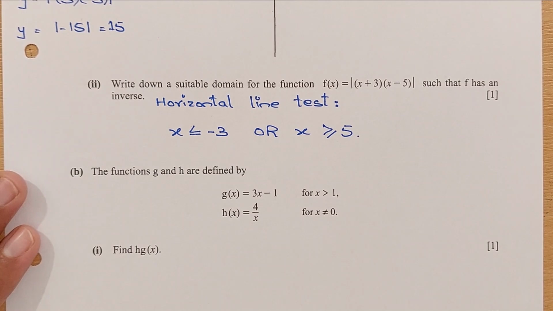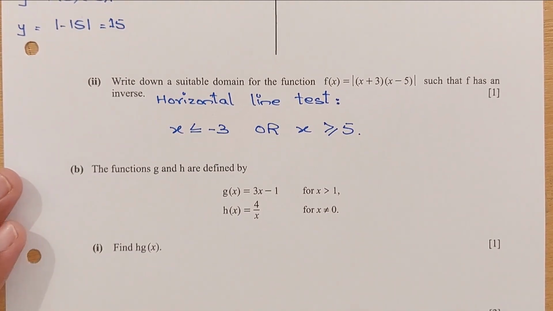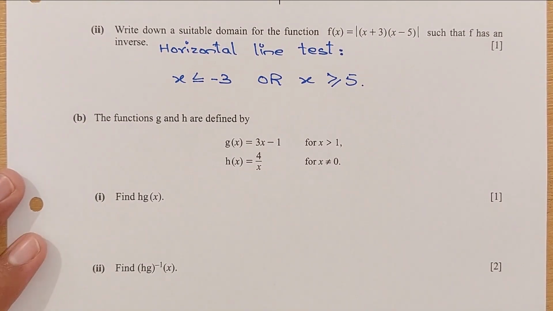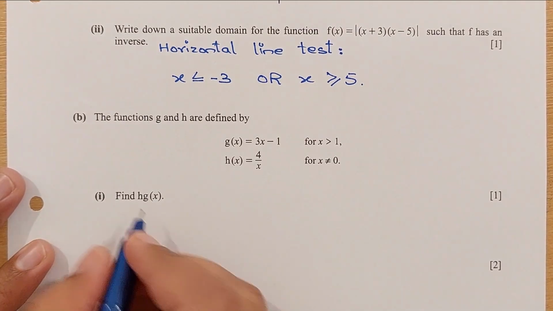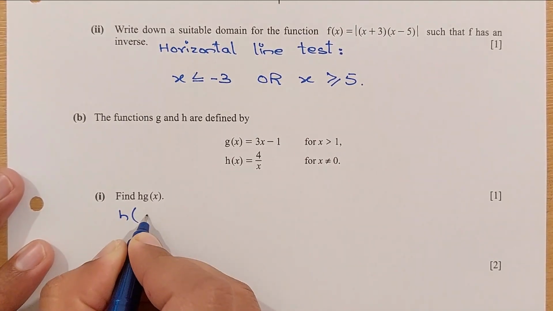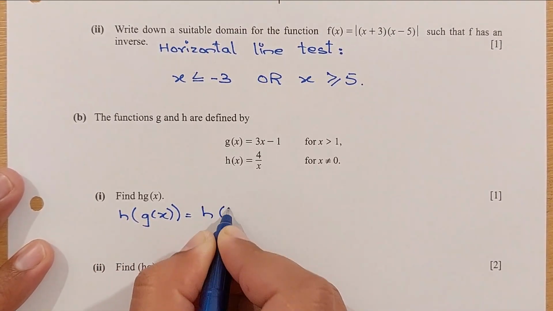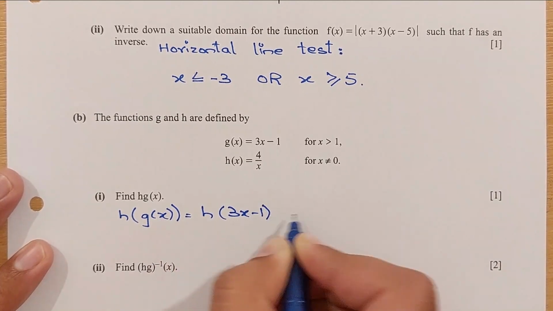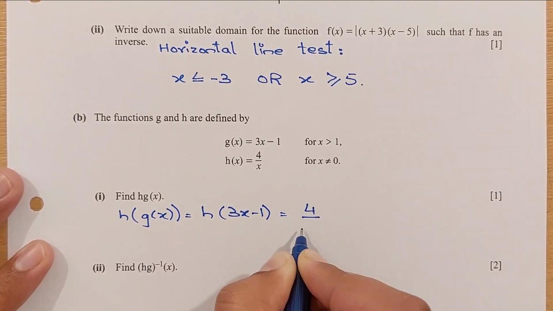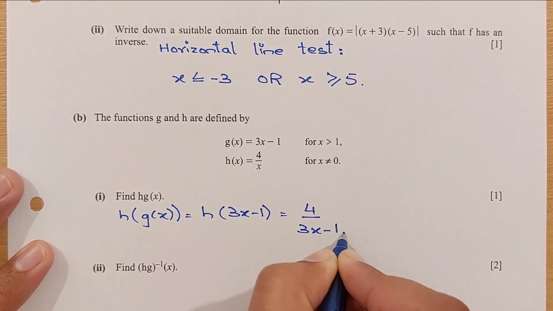Right, now the functions g and h are defined by, we have g of x and h of x. Number one, find h composition g of x. Okay, h of g of x. This is equal to h, and g of x is 3x minus 1. And h of x is 4 over x, so that is 4 over 3x minus 1.